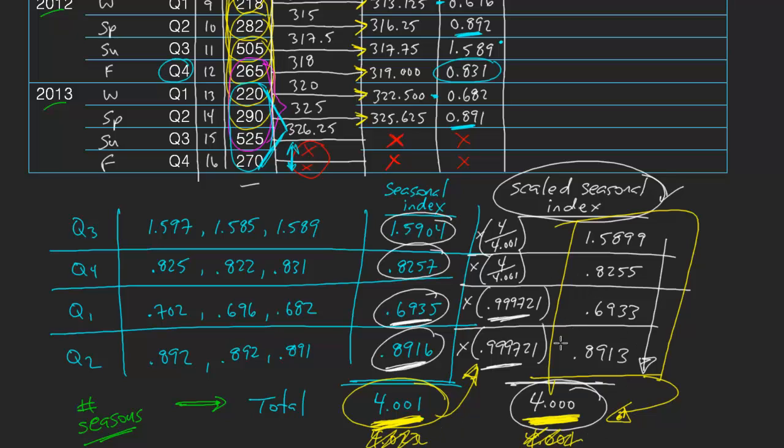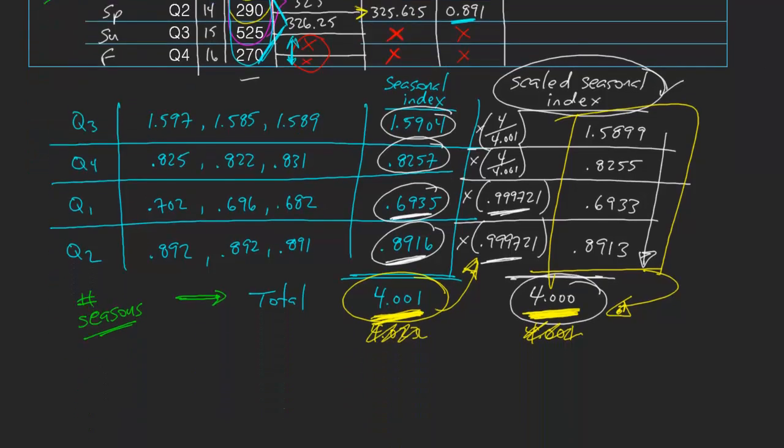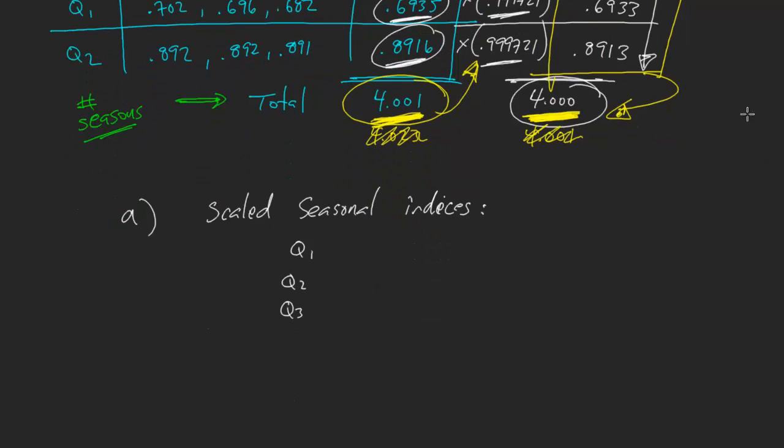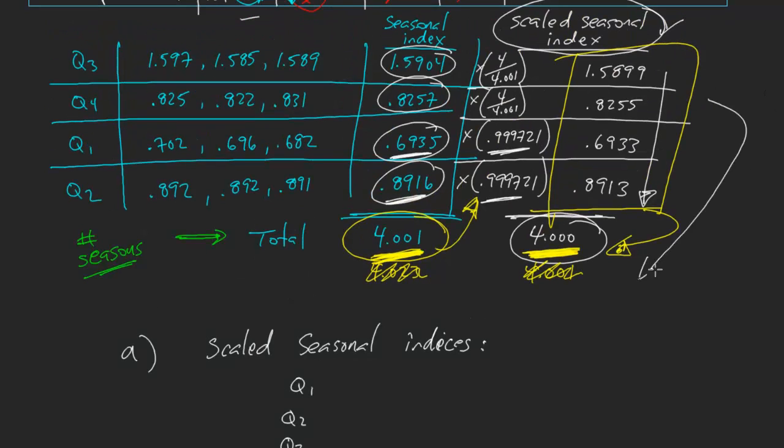Okay, so that's it for part A. My official answer for part A would be this. I would say this would be how I would word it. I would say that my scaled seasonal indices are quarter 1, quarter 2, quarter 3, and quarter 4, and these are just the numbers that came from here.